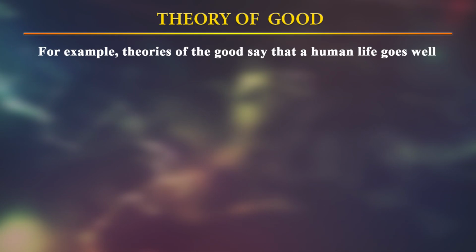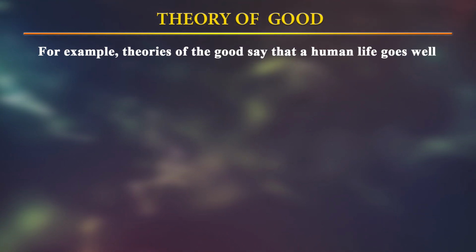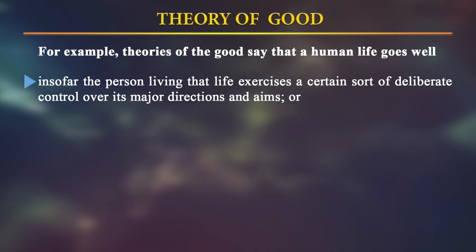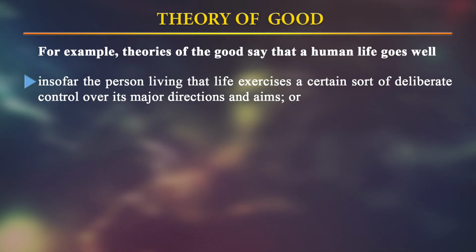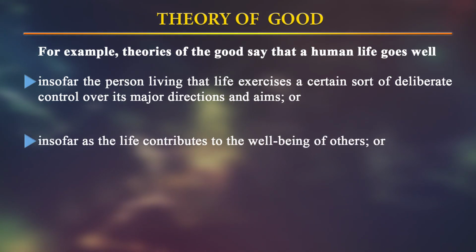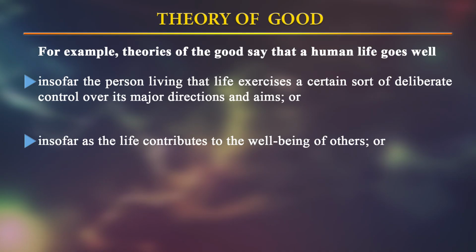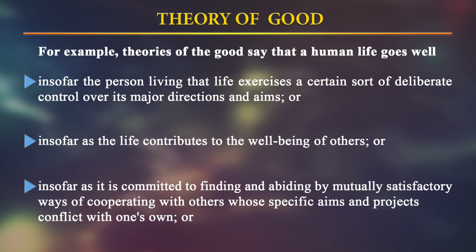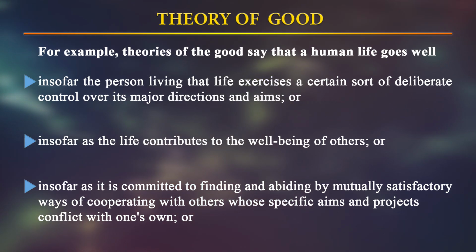For example, theories of good say that a human life goes well insofar as the person living that life exercises a certain sort of deliberate control over its major directions and aims. So, if the person has control over major decisions or major aims of one's life, then that is good. Insofar as the human life contributes to the well-being of other people, then we say that human life goes well. Or insofar as it is committed to finding and abiding by mutually satisfactory ways of cooperating with others whose specific aims and projects conflict with one's own, then again human life is good.